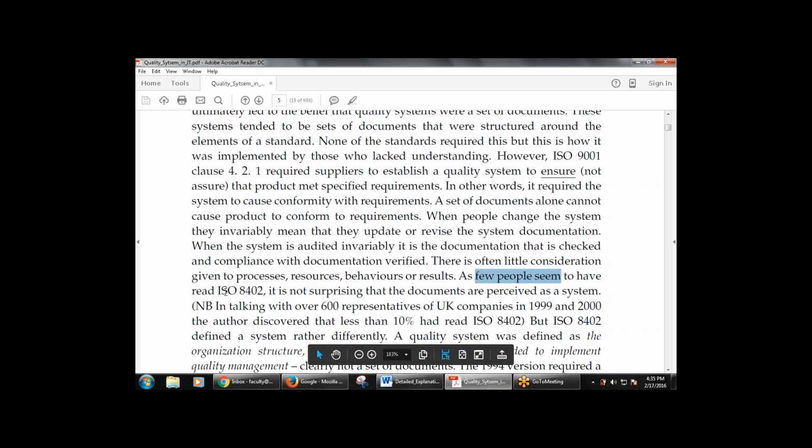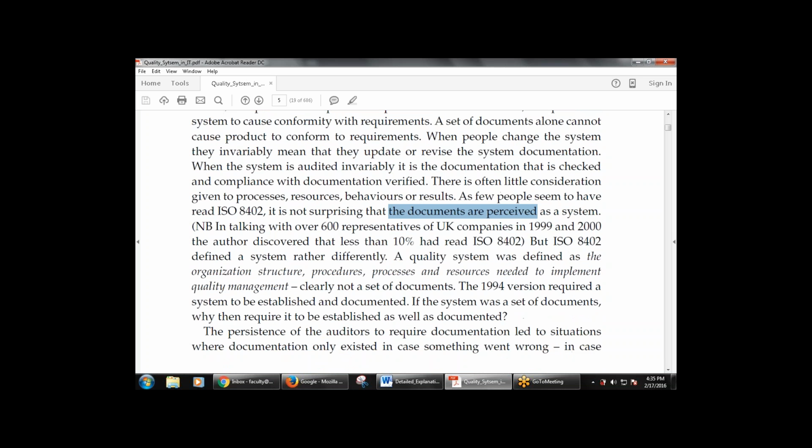As few people seem to have read ISO 8402, it is not surprising that the documents are perceived as a system. Documents are perceived as a system, and the quality system was defined. How do we define the quality system? It is defined as the organization structure, procedures, processes, and resources needed to implement quality management. That is the quality system.